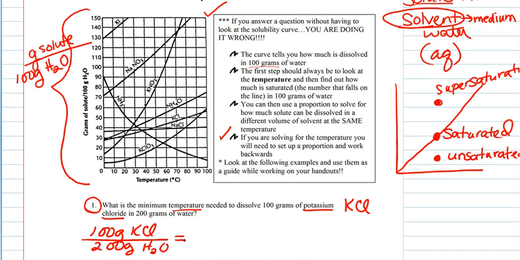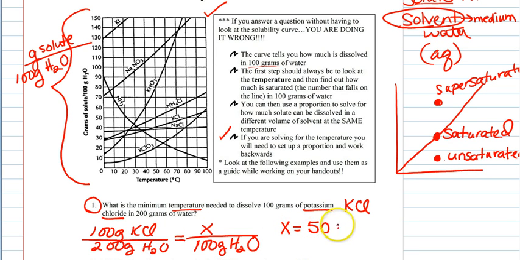But we want to know what the temperature would be to get it to be saturated. So I'm going to want to set up a proportion and find out how much of that potassium chloride I would need to dissolve in 100 grams of water, and then I'm going to use that to look onto my solubility curve to see what temperature that would be. So you set up a proportion, and you're going to cross multiply. So 100 times 100 divided by 200. So your x will equal 50.